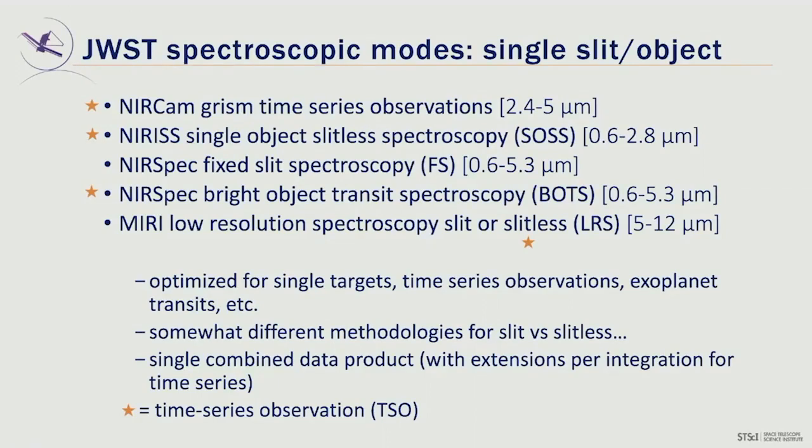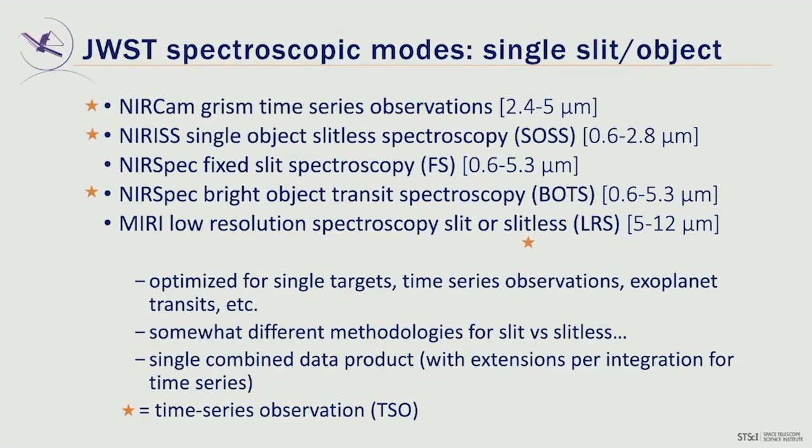So the first one, the simplest modes, are those looking at single targets, either by use of slit spectroscopy or slitless in some cases. This includes time series observation geared modes such as NIRCam GRISM time series. Also NIRISS has a similar single object slitless spectroscopy. Those two modes together are complementary and span the full near-infrared wavelength range of roughly 1 to 5 microns.